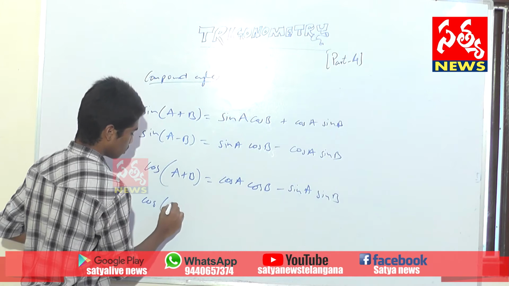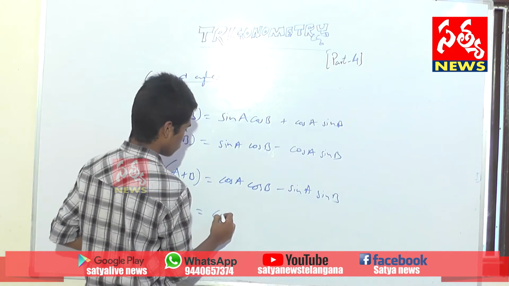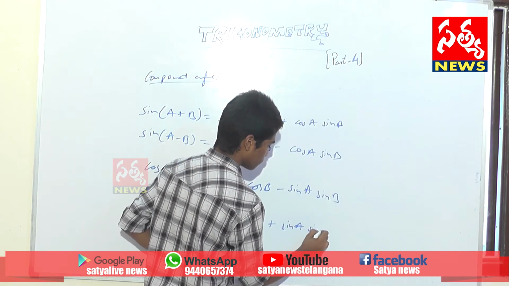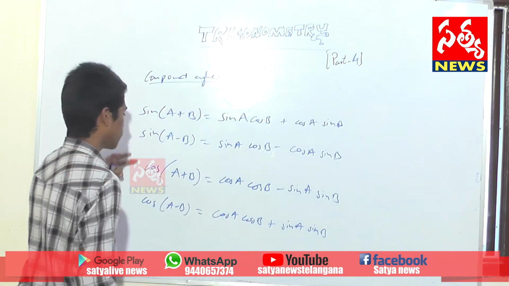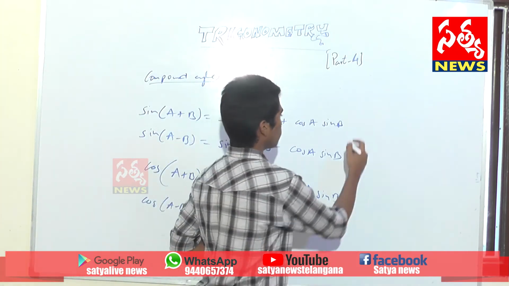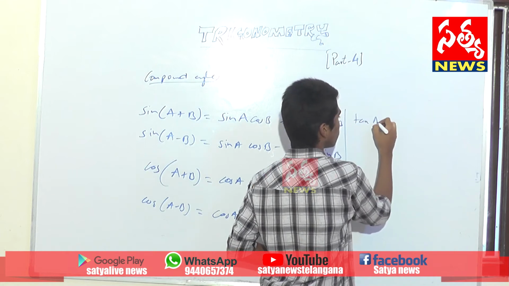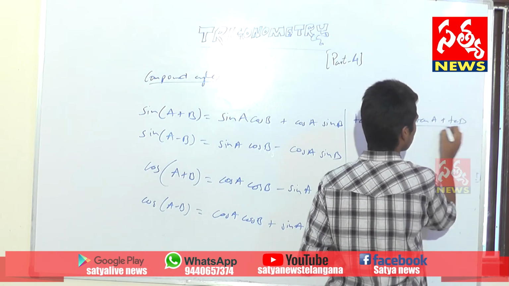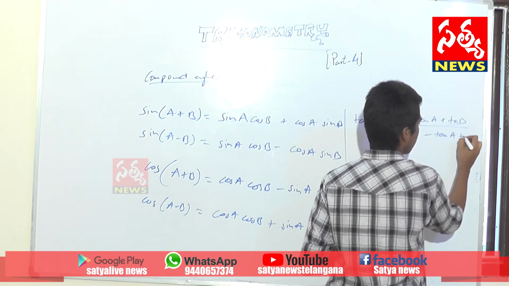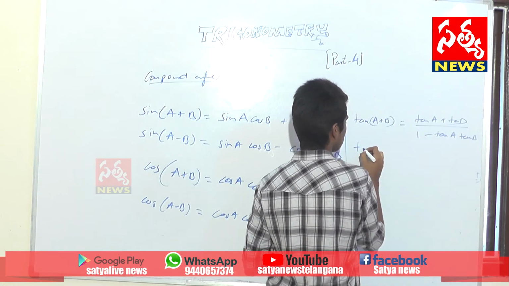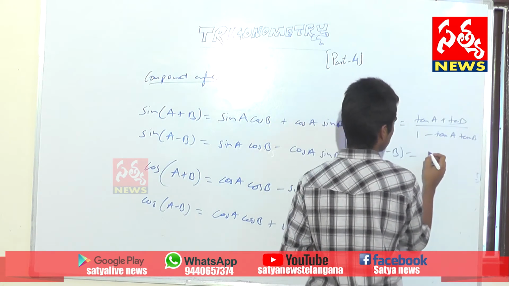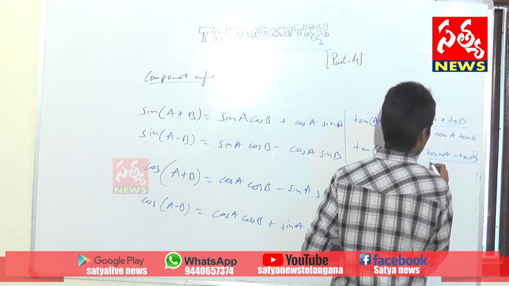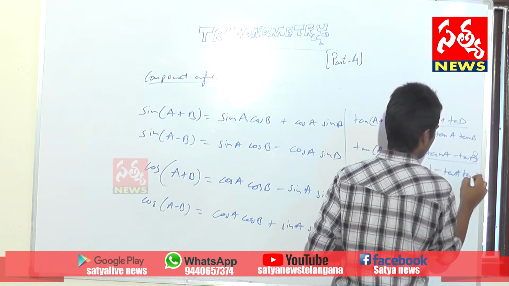Next is cos a minus b is equal to cos a cos b plus sin a sin b. These are sin and cos compound angles. The next is tan. Tan a plus b is equal to tan a plus tan b by 1 minus tan a tan b. Tan of a minus b is equal to tan a minus tan b by 1 minus tan a tan b.